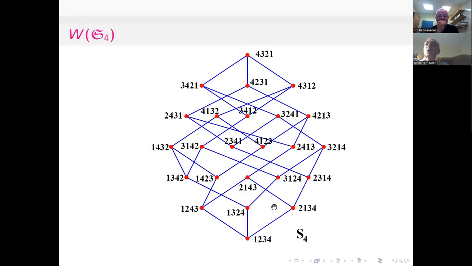This is the weak order on S4. Maybe not exactly the most elegant way of drawing it, but it's correct. For instance, there's only one way to exchange two consecutive elements here that are in order. We exchange 1 and 4. So we go up to 2, 4, 1, 3.